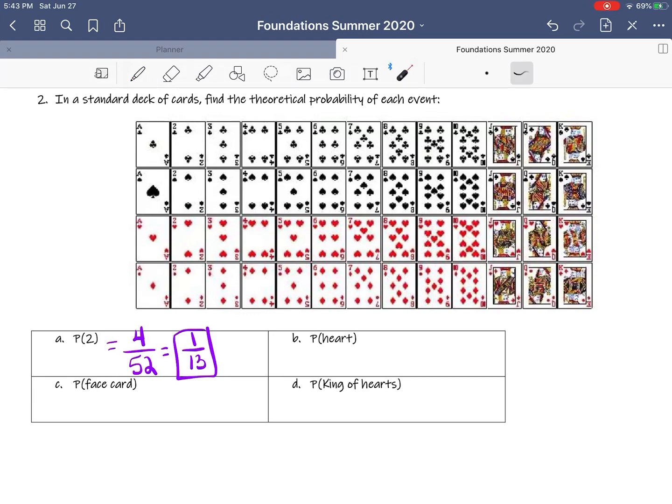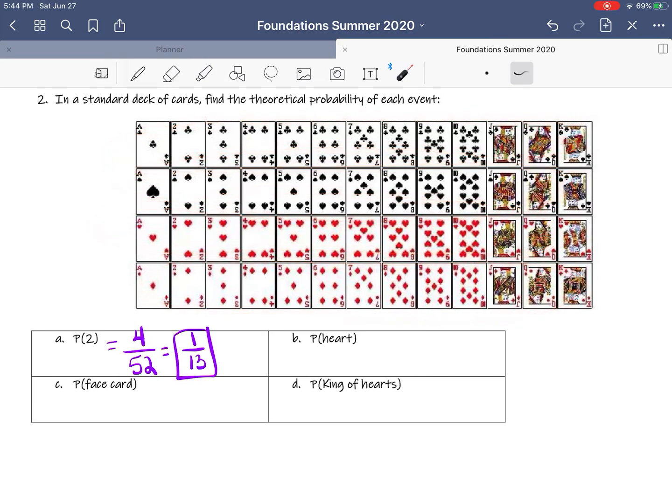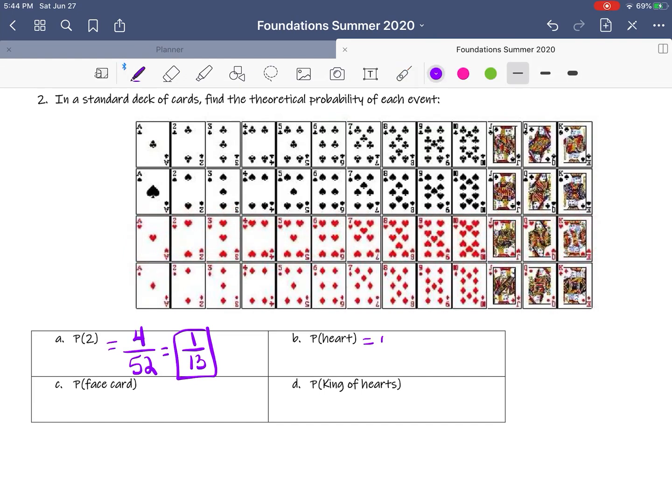Probability of drawing a heart. These are your hearts. There's 2 ways you can look at this. If you look at 1, 2, 3, 4 suits, hearts represent a fourth. Or you can look at the number of cards, 1, 2, 3, 4, 5, 6, 7, 8, 9, 10, 11, 12, 13 out of 52, which reduces to a fourth. So you get a fourth either way.